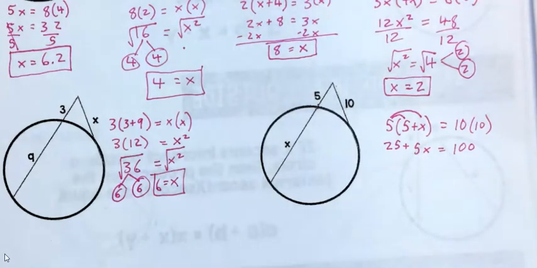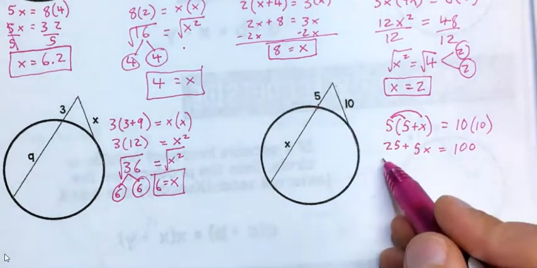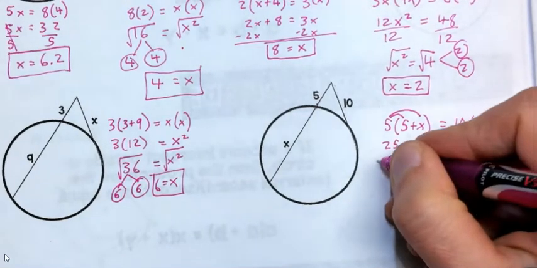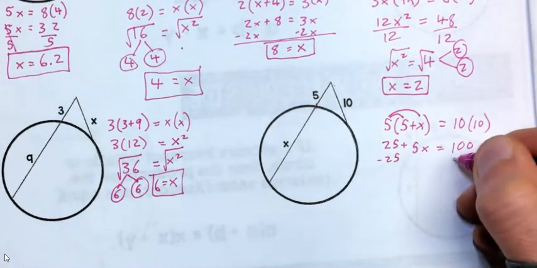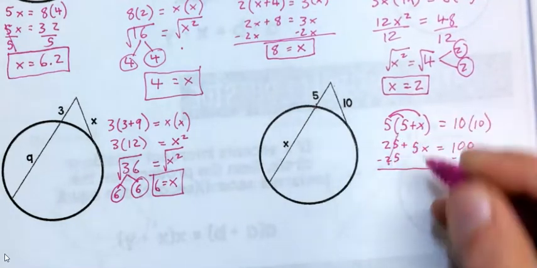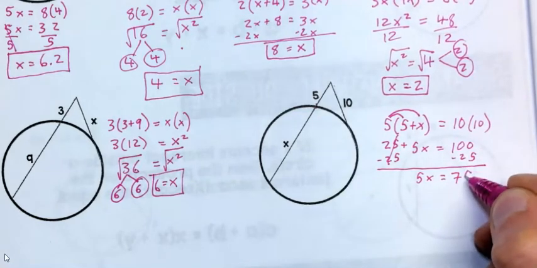Now I have to get my numbers on one side and my x's on the other. So I've got x on this side. I want to get rid of this number that's without the x onto the other side. So I got to subtract 25 from both sides. That cancels out. And I get 5x is equal to 75.